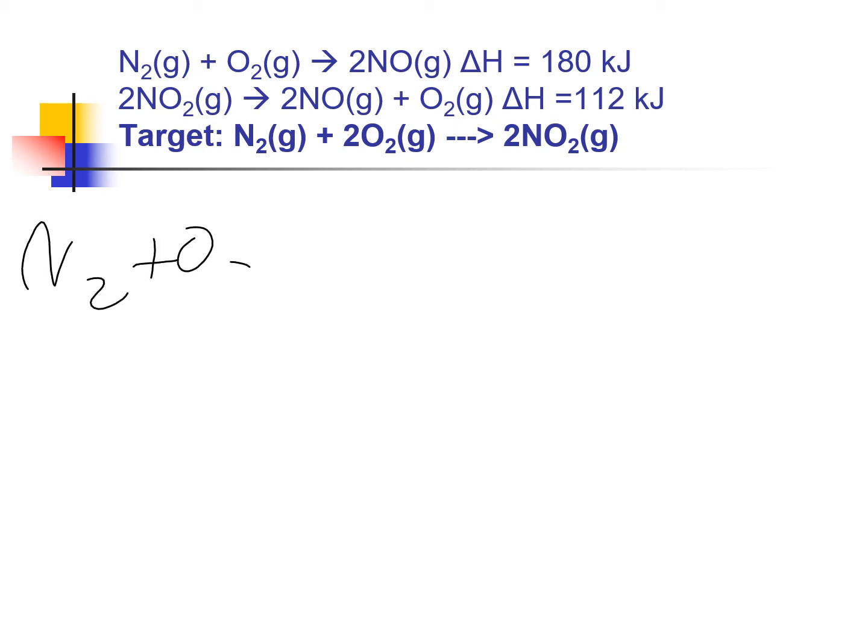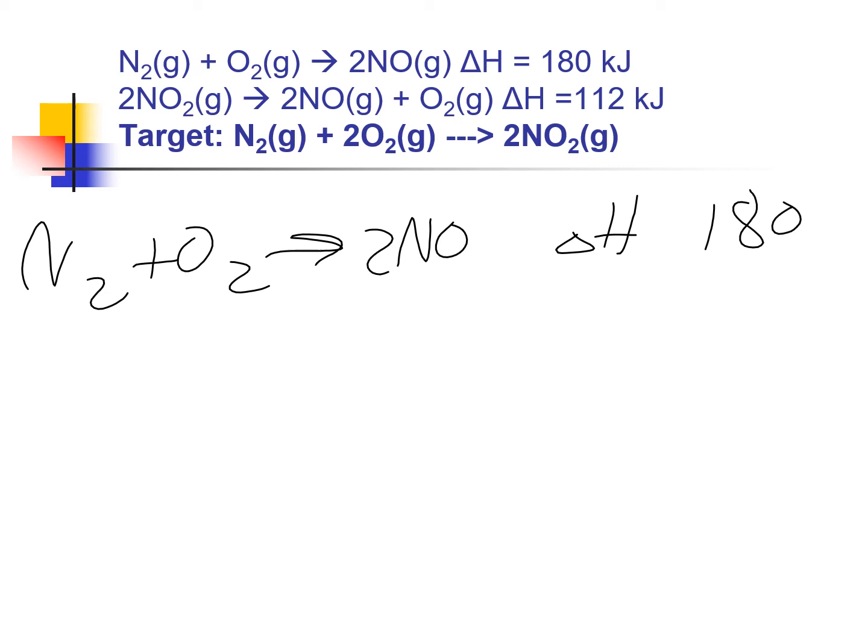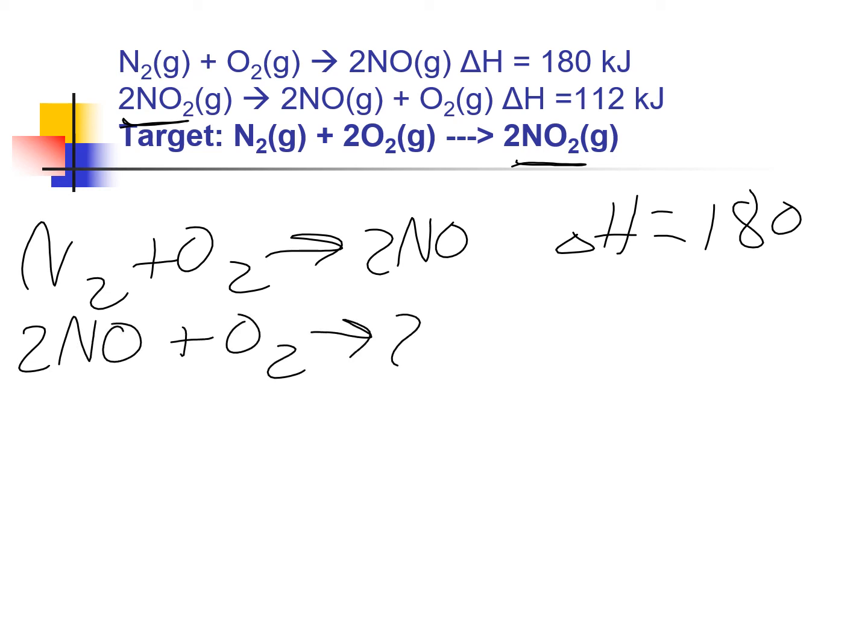N2 plus O2 makes 2NO with a delta H of 180. The second reaction we're going to reverse, because again, 2 moles of NO2 needs to be in the products. So I reverse the second, so I see 2NO plus O2 makes 2NO2. Now because I reverse the reaction, that also reverses the sign there. So it goes from 112 to negative 112.